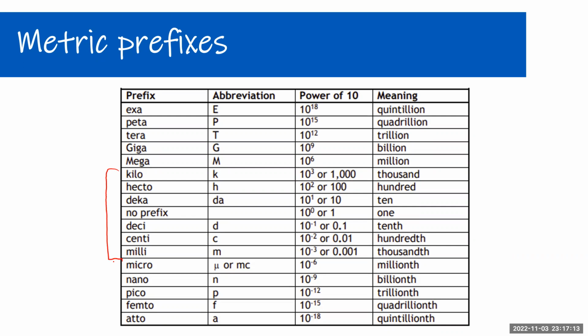So 10 to the third to 10 to the negative third. That should be fairly fair. You can look at the abbreviations here, what the actual prefix is, and the power of 10 that they go with. If you want to see the English meaning of them, we're talking about 10 of them, 100 of them, 1,000 of them, million, billions, trillions, and so on.